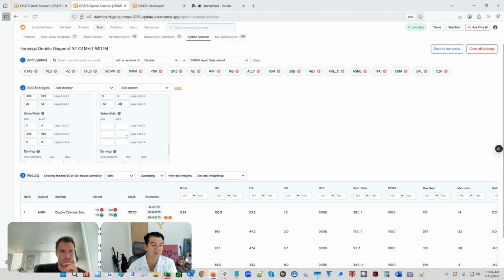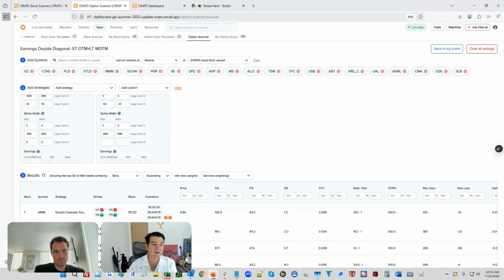But anyway, strike width between legs 1 and 2 we want to be 0, right? Negative 999 and 99, because this is a call versus a put, right? And we want this to be 0 because we want the strikes to be the same for the puts.